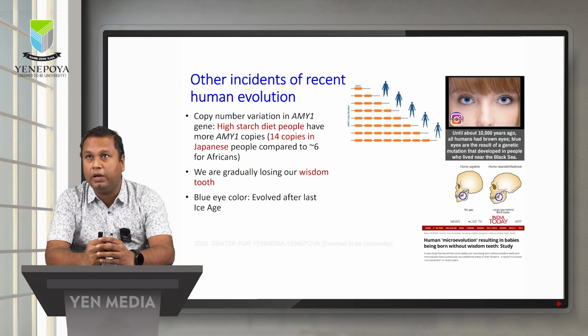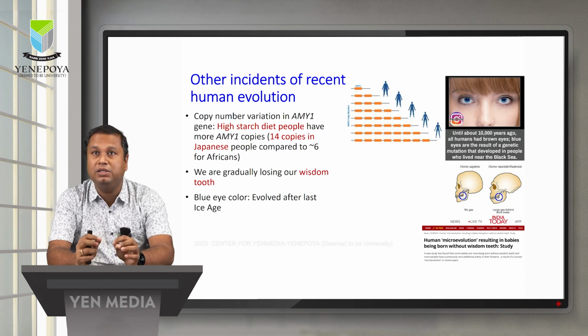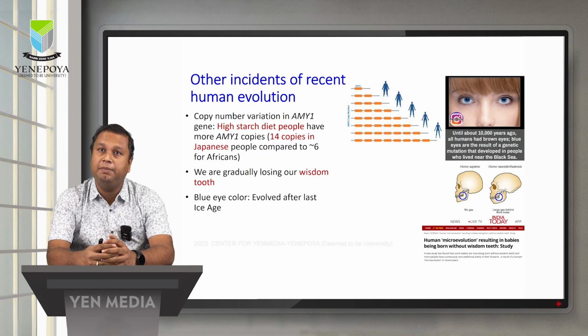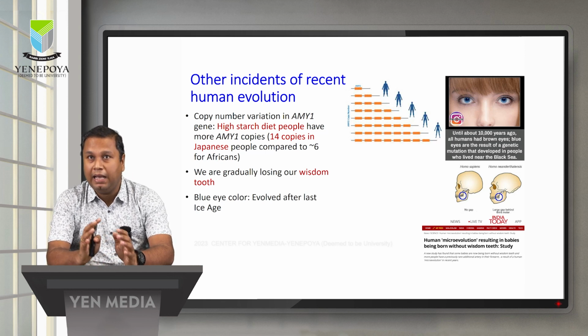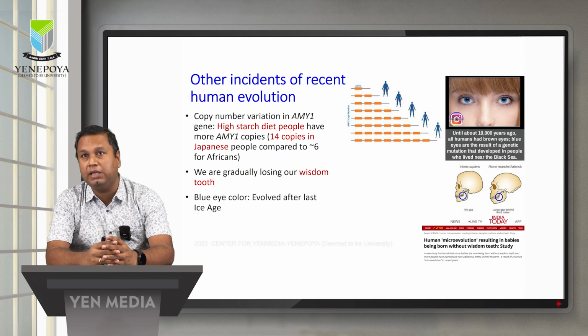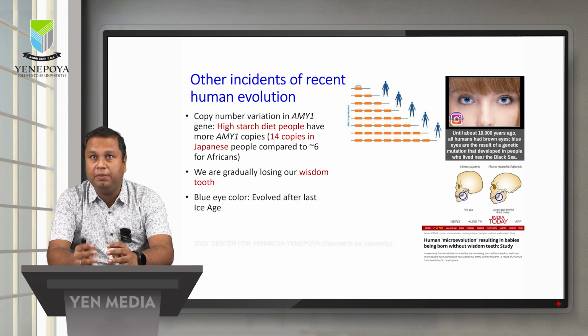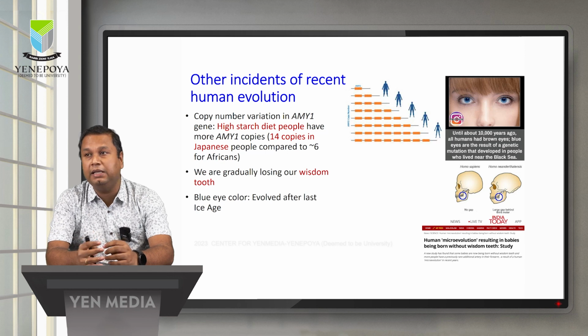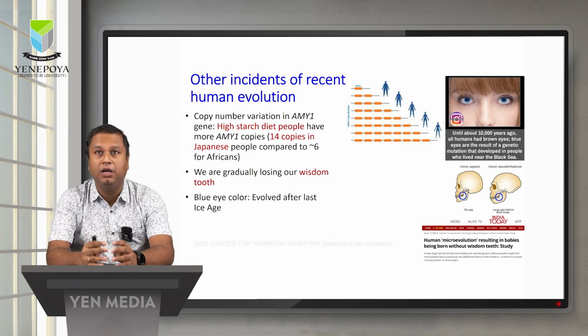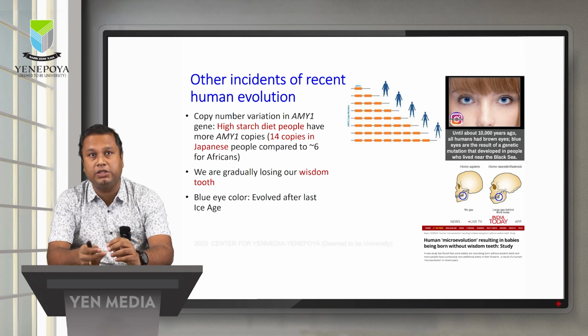Next, we will talk about blue eye color. Blue eye color is another evolution that took place only 10,000 years back. Before 10,000 years, most individuals had either black or brown eye color. But around 12 to 10,000 years back, the whole world was covered with ice. We call it the last ice age, the last glacial maxima. At that time, some individuals developed blue eyes somewhere near the Black Sea. Those blue eyes actually helped them to survive in this all white condition.